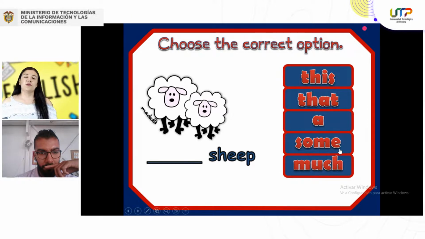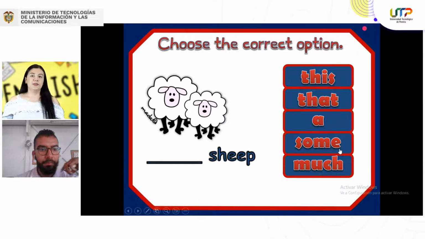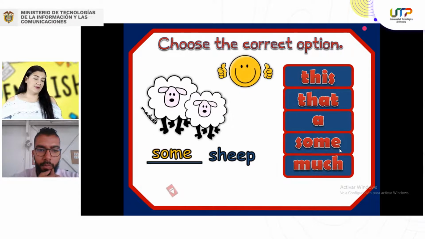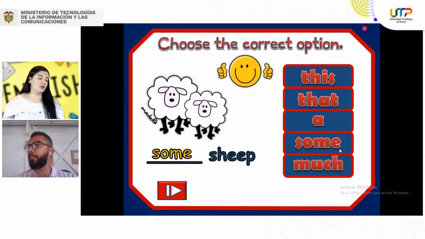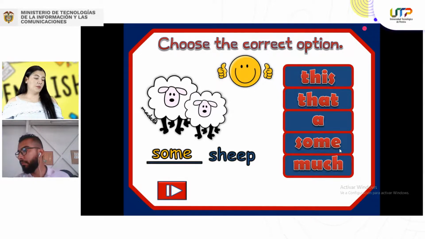Brian, what do we have in the chat? All right. We have some as an answer. Mario, Dana, and Isabella Alzate, and also Luisa. Some sheep. All right, correct. Very good. Mario, Dana, Isabela, Luisa, and Emily. Of course, some. Why? Because there are 2. Remember the picture. Some sheep.